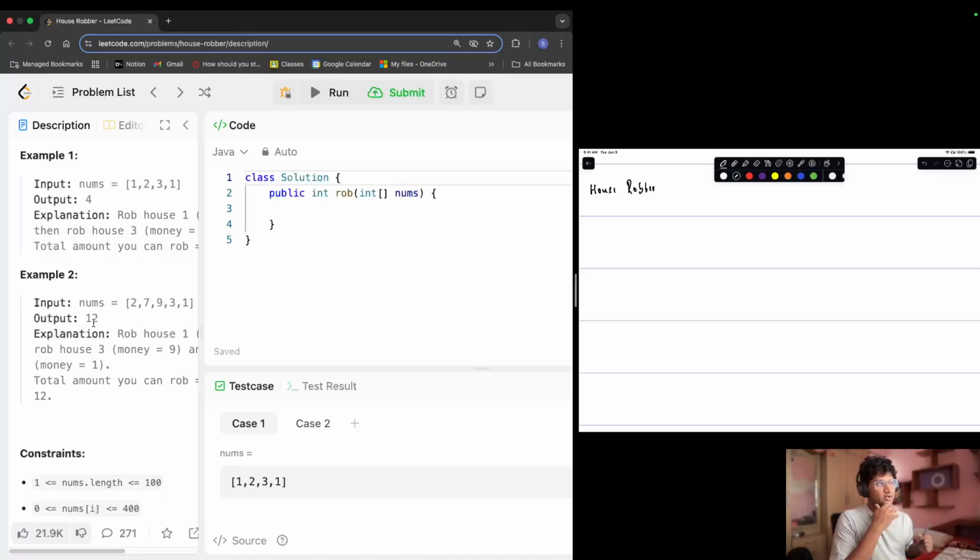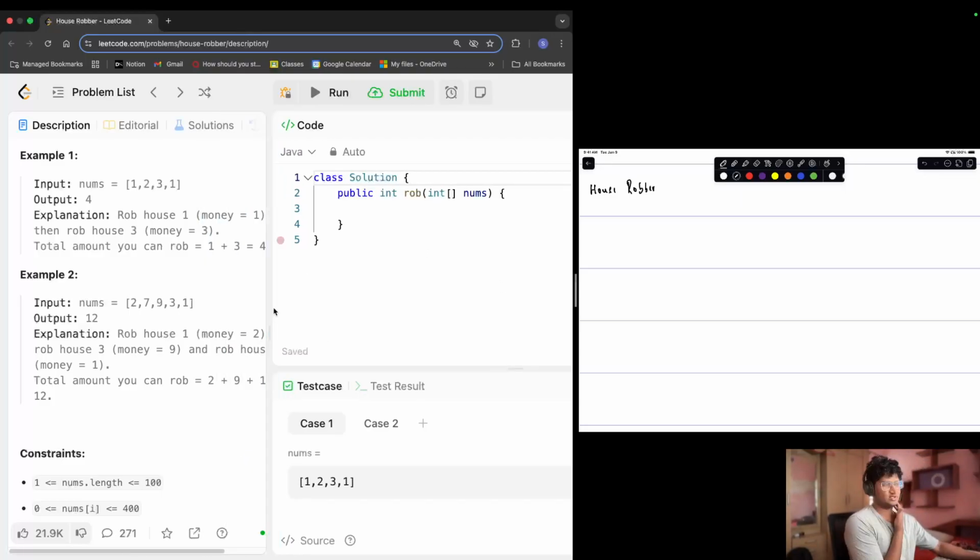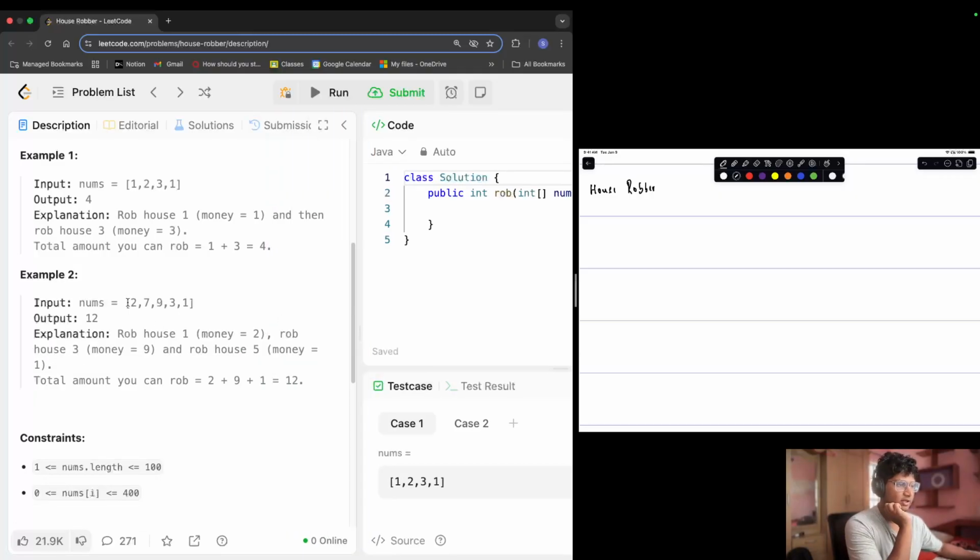So let's get started and look into what the recursive approach is, and then let's try to optimize it. Now, the first approach that you might think of is, why don't I try to be greedy? So maybe I can pick these two houses in the start, and see which is greater.